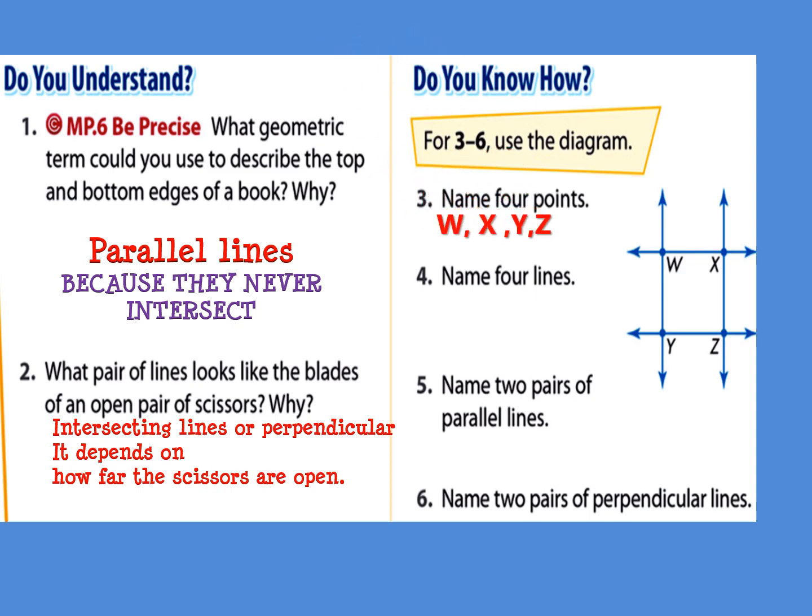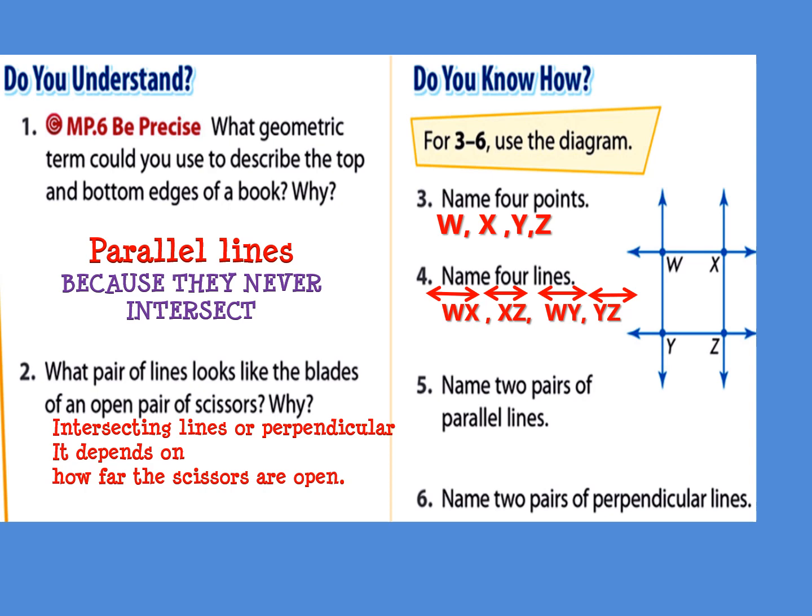Question 4, he said name 4 lines. How many lines are shown here? There are 4 lines shown here. Firstly, as I said to you before, how to name a line? I can name a line using 2 letters on it or 2 points on it. So there is a first line which is horizontal, which is line WX. The other line which is also horizontal would be YZ, and there are 2 vertical lines which are XZ and the line WY.